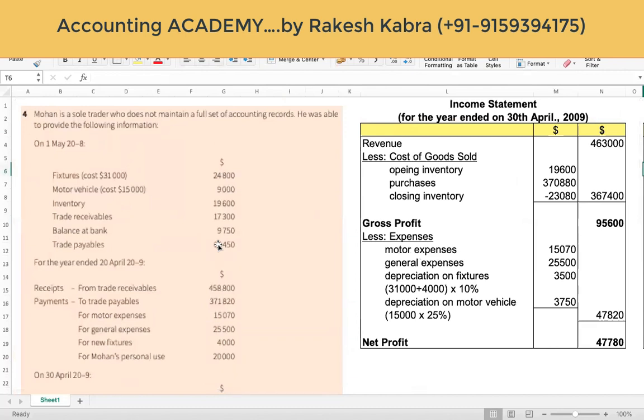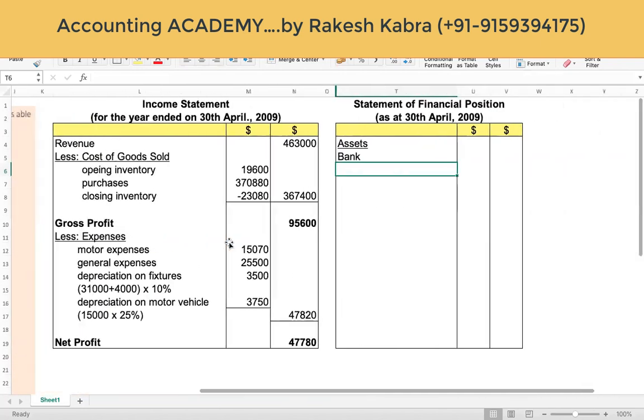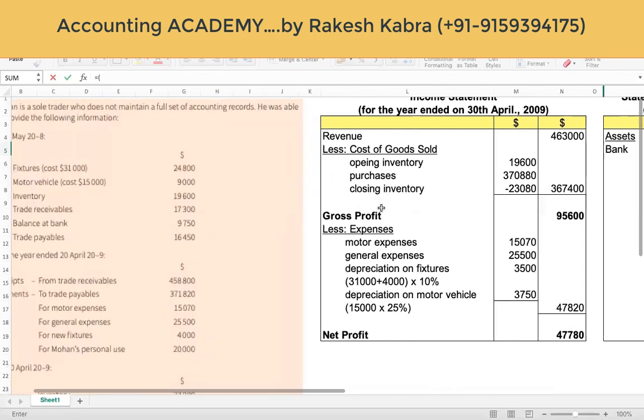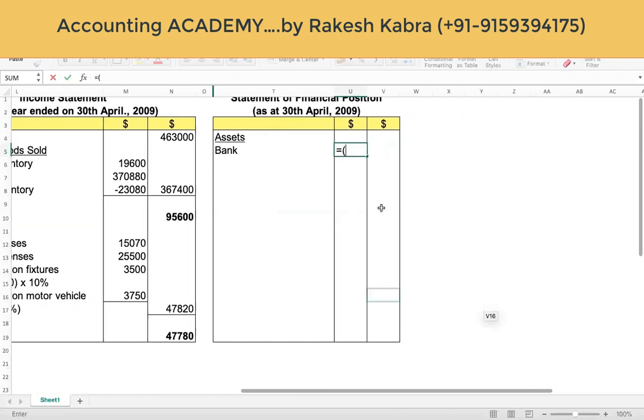Okay, no problem. So first I am taking current assets. What is the opening bank balance? 9,750, right? But we will not take that. We need to find the closing balance, so see how I am finding. Opening balance I will take 9,750, then I will add all the receipts.